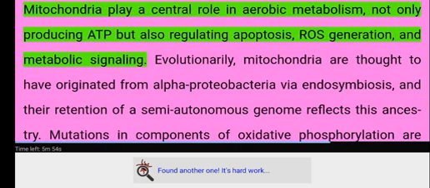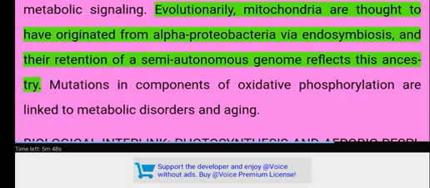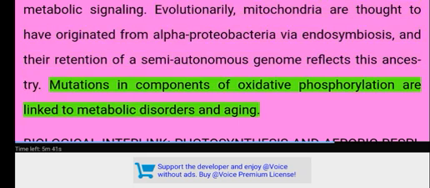Mitochondria play a central role in aerobic metabolism, not only producing ATP but also regulating apoptosis, ROS generation, and metabolic signaling. Evolutionarily, mitochondria are thought to have originated from alpha proteobacteria via endosymbiosis, and the retention of a semi-autonomous genome reflects this ancestry. Mutations in components of oxidative phosphorylation are linked to metabolic disorders and aging.